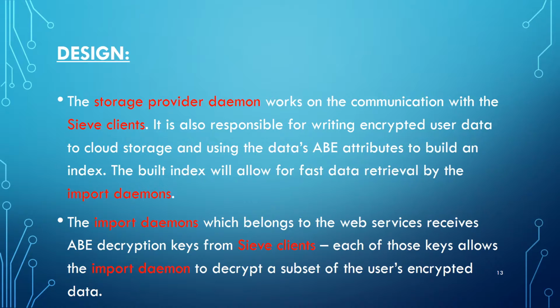Now, how do these import daemons work? The import daemons, which belong to the web service, receive ABE decryption keys from Civ clients. Each of those keys allows the import daemon to decrypt a subset of the user's encrypted data. As you can see, they all fit in a group: the Civ client, the storage provider daemon, and the import daemons. Those are what you're going to need in order to use the Civ platform or Civ system.